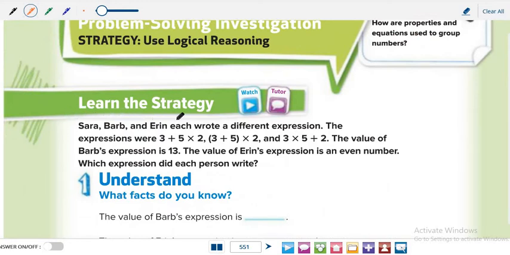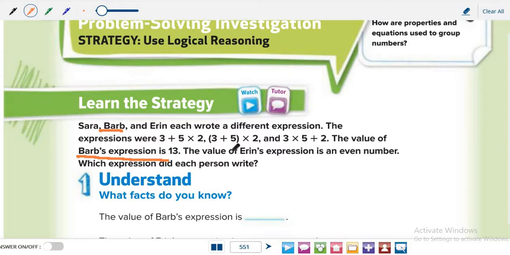Sarah, Barb, and Aaron each wrote a different expression. The expressions were 3 plus 5 times 2, 3 plus 5 between the parentheses times 2, and 3 times 5 plus 2. These are the three expressions. We don't know which expression is for which friend. Now, the value of Barb's expression is 13. So good, we know that Barb's expression is 13.